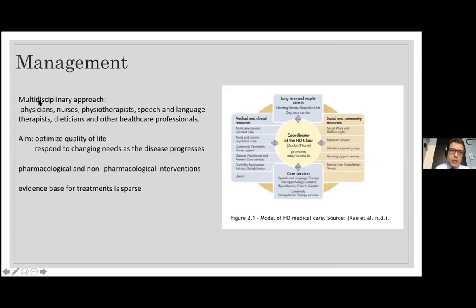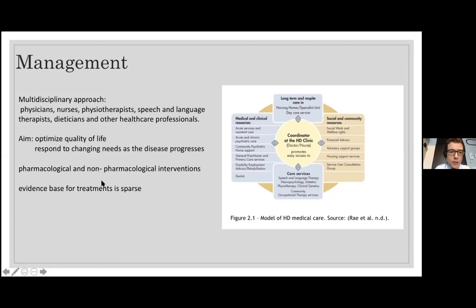It really takes a multidisciplinary approach. It's not just the physician, it's also nurses, physiotherapists, speech and language therapists, dietitians. These patients lose a lot of weight and can have trouble swallowing. So nutrition is key to make sure the patients are well. And you really want to optimize quality of life and be prepared to respond to changing needs.